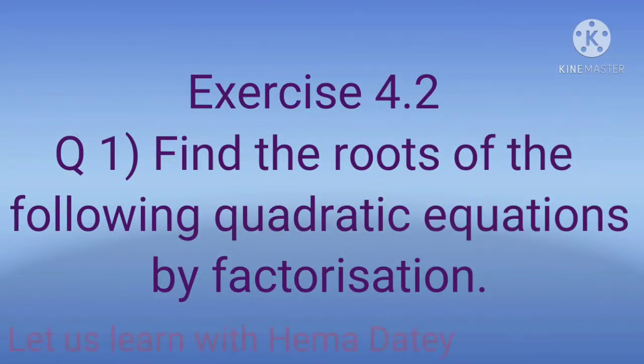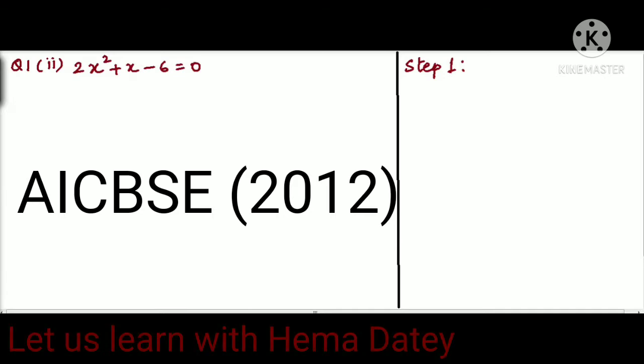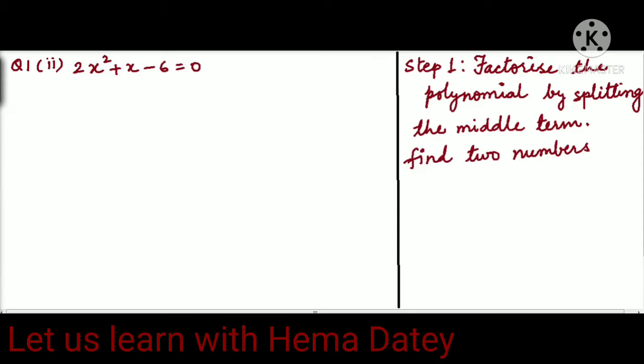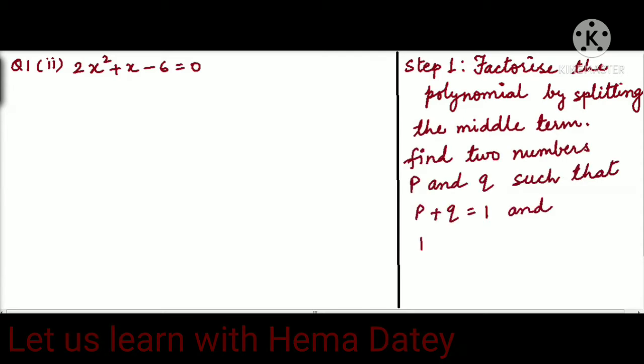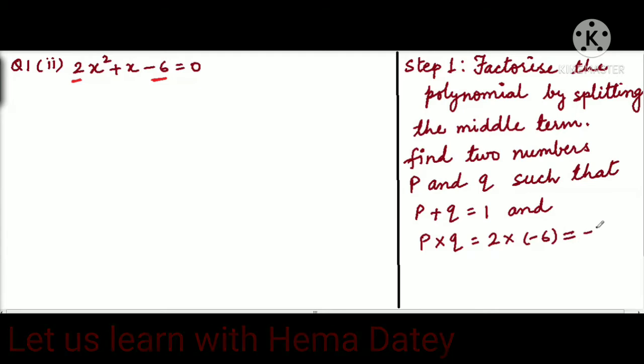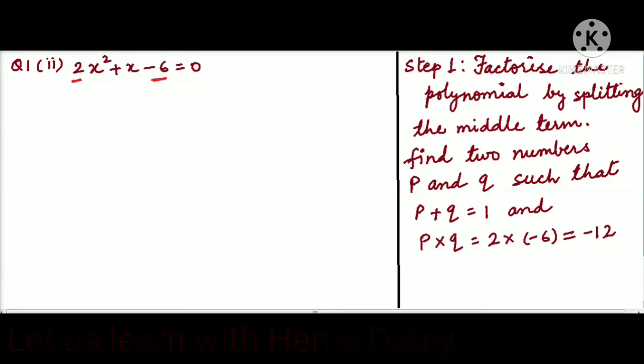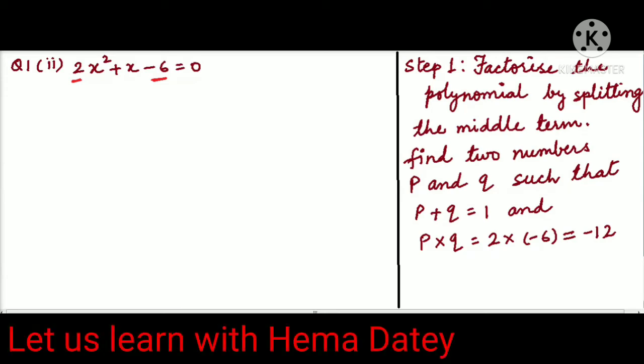Exercise 4.2, question number 1. Find the roots of the following quadratic equations by factorization. Question number 1, second part, 2x square plus x minus 6 is equal to 0. 2x square plus x minus 6 is a polynomial and it is already in its standard form. To factorize it, we will find two numbers p and q such that p plus q is equal to 1 and p into q is equal to 2 into minus 6, that is minus 12.